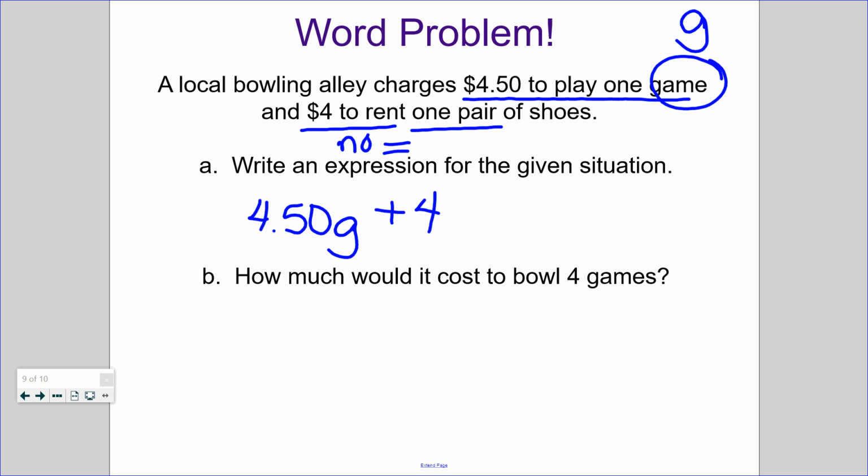Okay, so now that I have my expression, part B, how much would it cost to bowl 4 games? What do I do? Plug 4 in for G. That's why I like using G, because I know if it's 4 games, I know exactly where to put that 4.